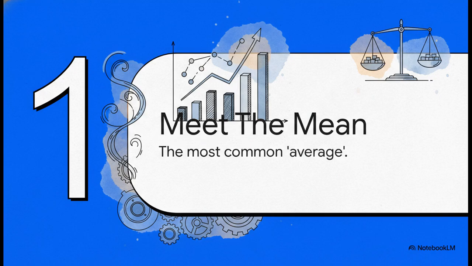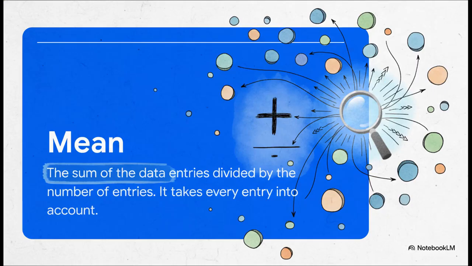Now, this is what most people are talking about when they say average. I mean, this is the workhorse of statistics. And honestly, it's popular for a good reason. The whole idea behind it is pretty straightforward. You just add up every single number in the set, and then you divide by how many numbers you have. The key thing to get here is that every single data point, from the very lowest to the very highest, gets included in that final calculation.